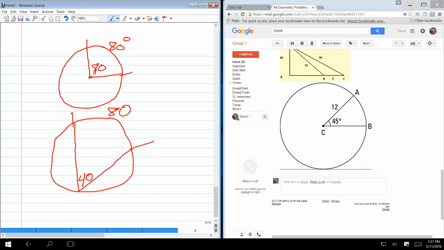Okay. So the really important thing is whether you're starting at the center of the circle or whether you're starting on the edge of the circle. Okay.